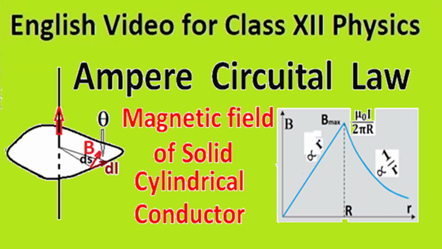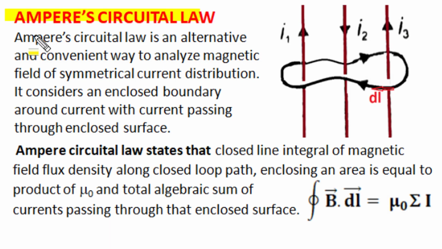So let's start. Like Biot-Savart law, Ampere Circuital law is an alternative approach, and a quite convenient way to analyze magnetic field. Ampere Circuital law considers a surface enclosed by a line boundary loop, and it connects magnetic field on the boundary line and total current passing through that surface area or enclosed by the loop boundary.